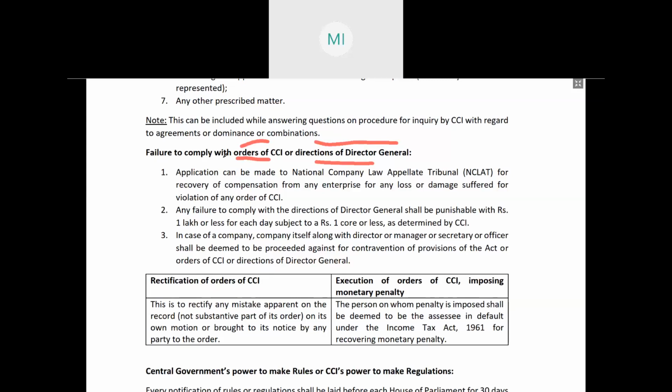If you don't comply, there is an appellate authority called NCLAT, like we should have read in the Companies Act also. They are the appellate authority here also. So you can put an application before them for recovery of compensation if they violate the orders of CCI. Or in case of Director General, there can be a penalty of 1 lakh per day, subject to a maximum of 1 crore, as may be determined by the Competition Commission. Remember this, they can ask you as a separate question also.